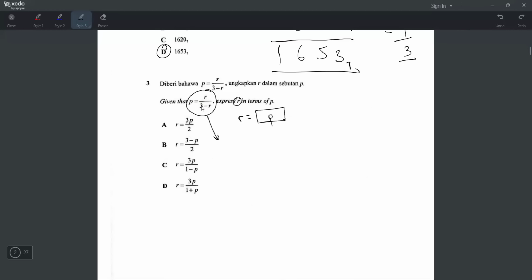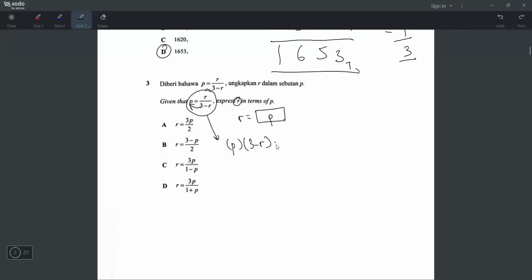Kalau saya, first step I will do is I will get rid of the fraction. Yap, saya akan hilangkan fraction lah. And cara dia macam mana? Senang saja. Ini pindah atas jadi darab. So, P darab dengan 3 minus R. So, P multiply with 3 minus R equals R.